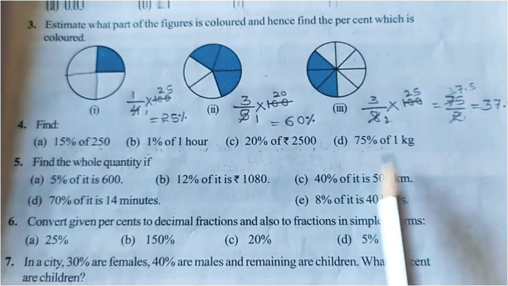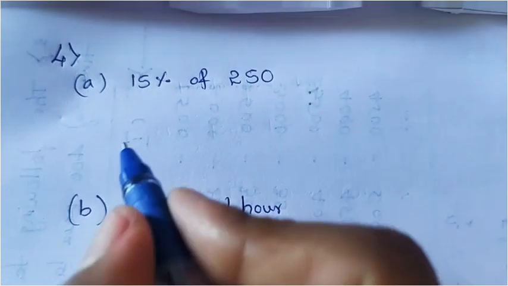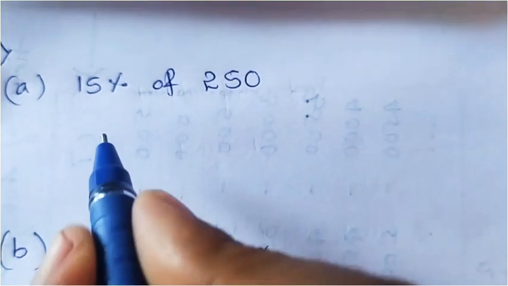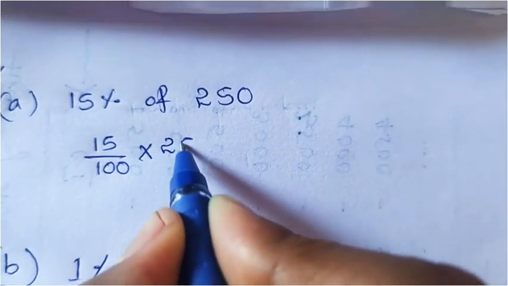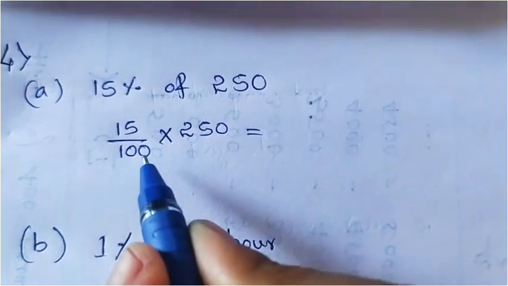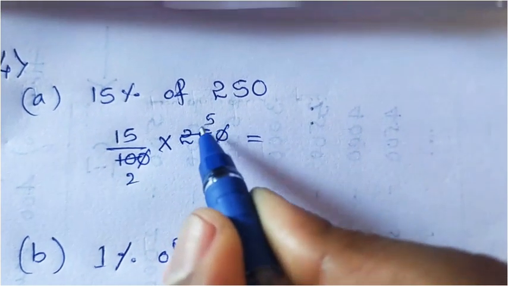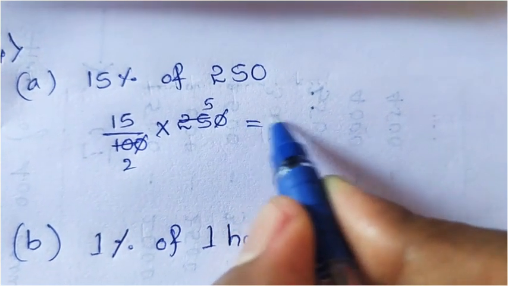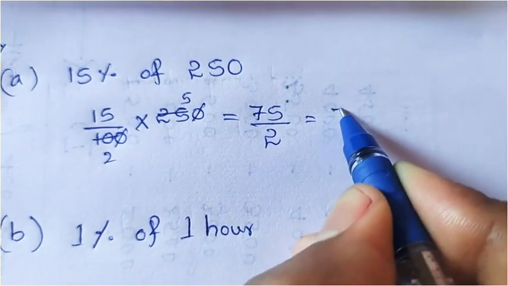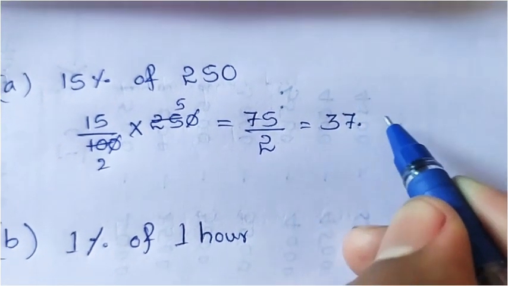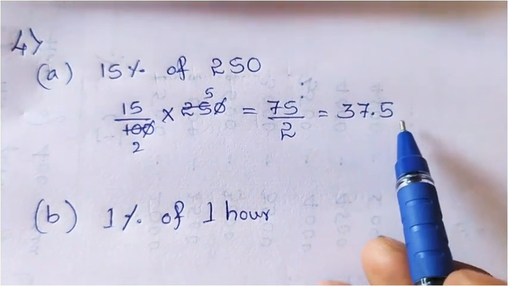In the fourth problem, we have to find 15% of 250, 1% of 1 hour, 20% of rupees 2500 and 75% of 1 kg. Okay, out of 4 I will do 2 and leave 2 for your practice. Here 15% of means into, so 15% how will we write? 15 by 100, of means into 250. Okay, so 0 gets cancelled, 5 2s are 10, 5 5s are 25, so 5 into 15 it will be 75 divided by 2, we will get the answer 37.5. Okay, 15% of 250 will be 37.5.